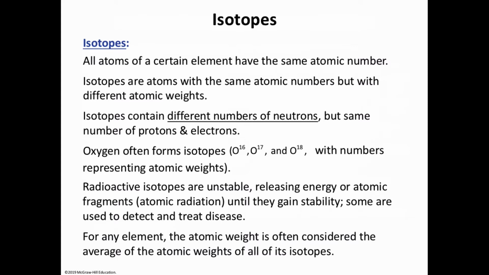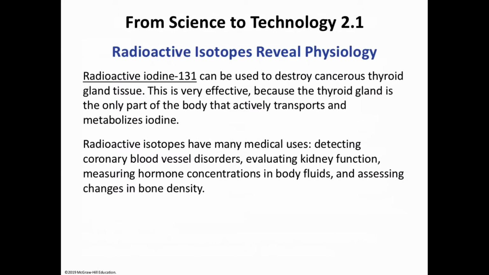Isotopes have atoms that have the same atomic number, but what's different is the atomic weight. Along with this, they also differ in the number of neutrons. Many times isotopes are referred to as being radioactive. Isotopes are used many times in the clinic.